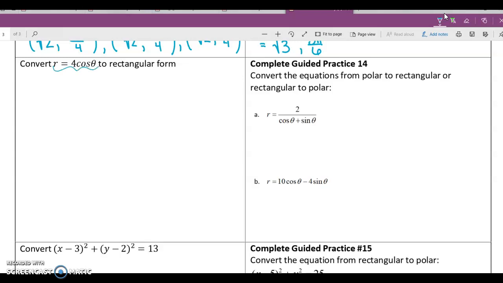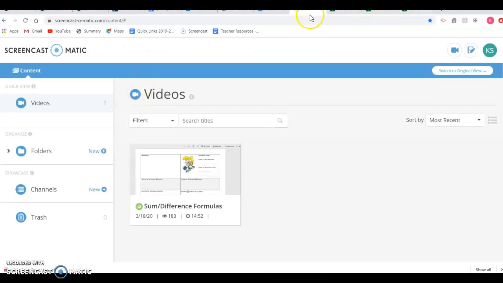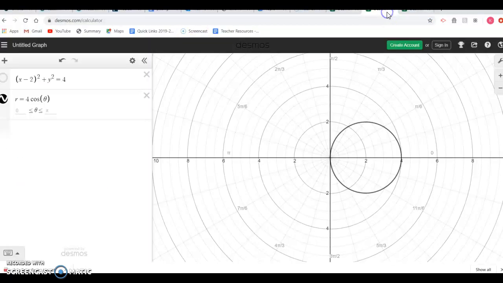r is equal to 4 cosine of theta. If you go here, this is what the graph looks like in the polar coordinate system. So r is equal to 4 cosine theta is obviously a circle, as you can see, and that's what it looks like in that polar coordinate system.